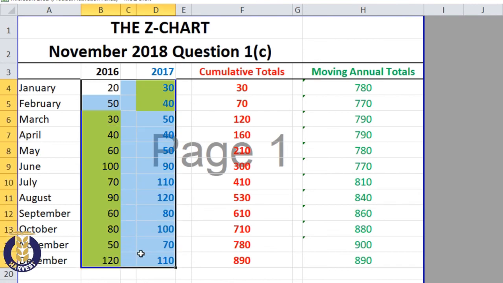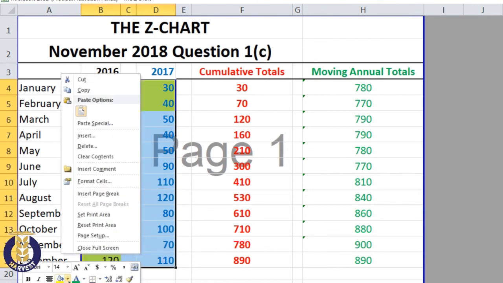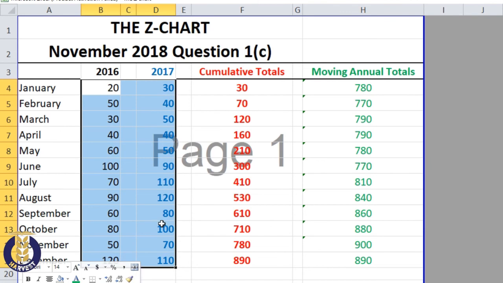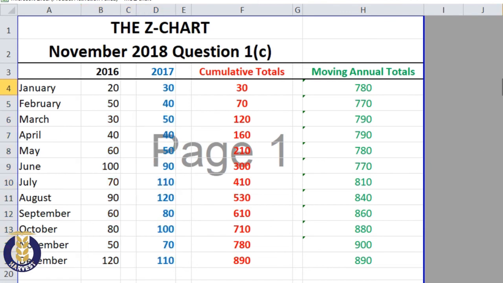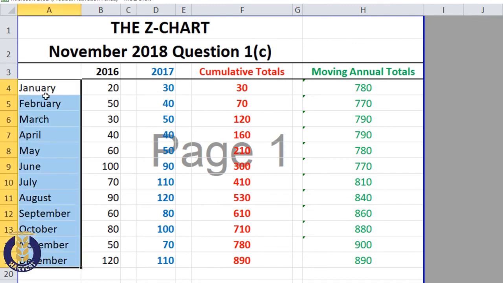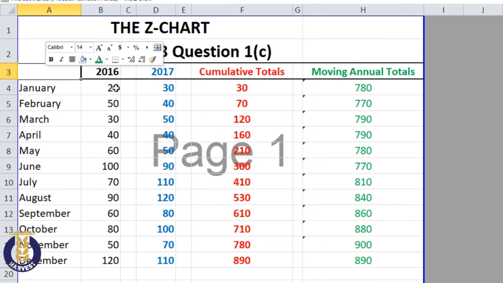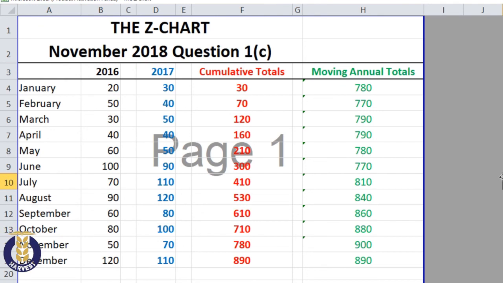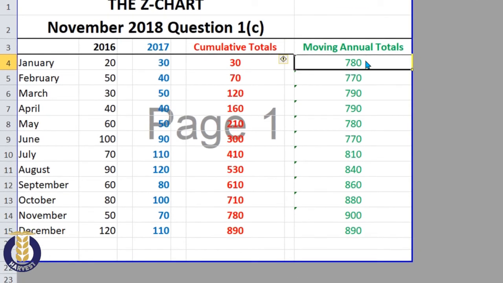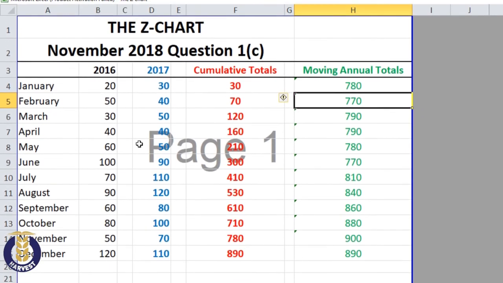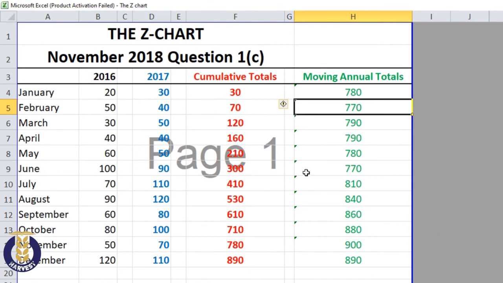So when you're done getting that data, you now build or construct our Z chart. The Z chart for this particular question is going to be plotted. Of course, we put the months on the x-axis, the horizontal axis. Then you get an appropriate scale which can fit all these figures, because you have to plot them on the vertical or y-axis.